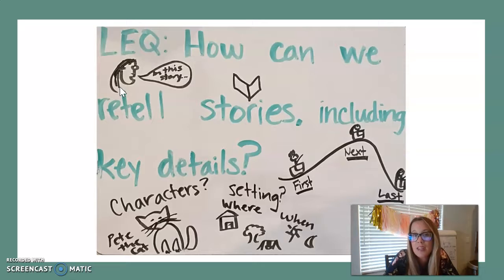So when we were practicing this before, we did it a lot with Pete the Cat books and the Three Little Pigs, remember? And at the end of the week, you guys would get to act them out. So that's our retelling. And then the next word is stories. So I drew a picture of a book. And then down here it says key details.